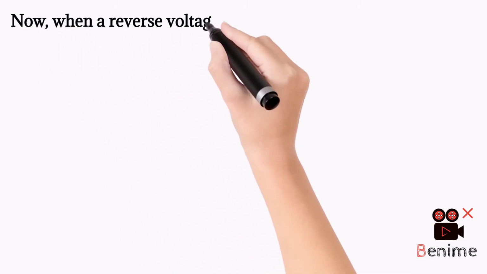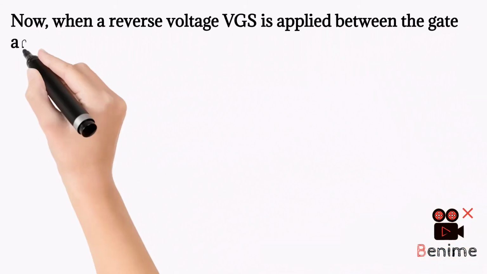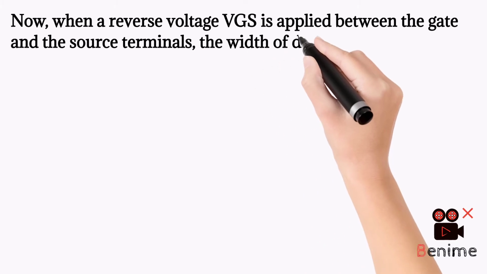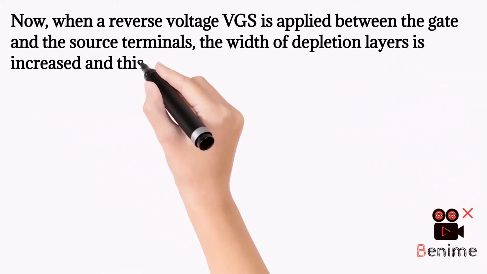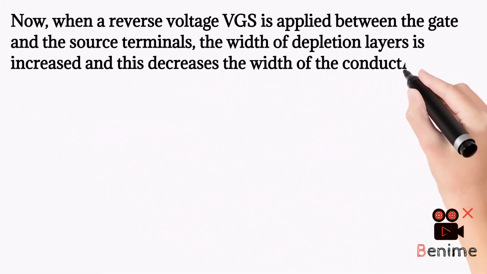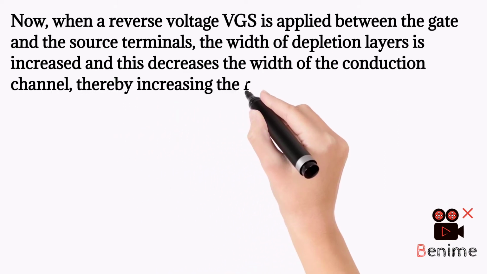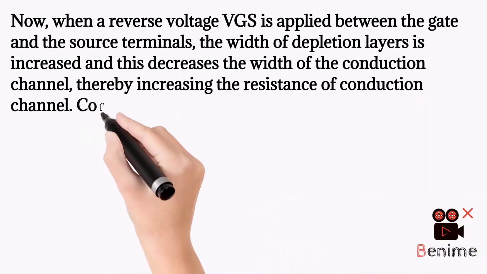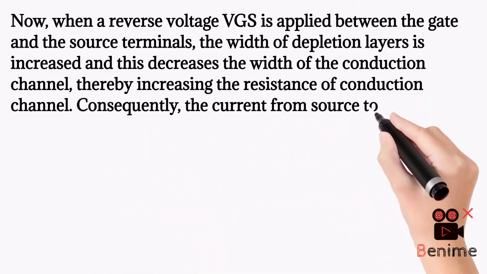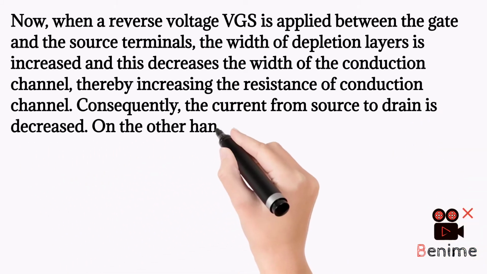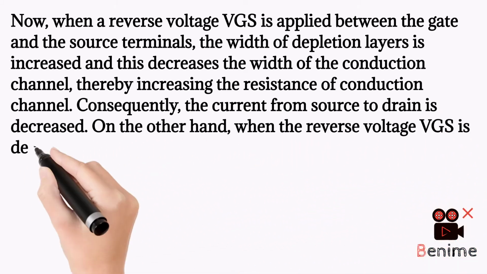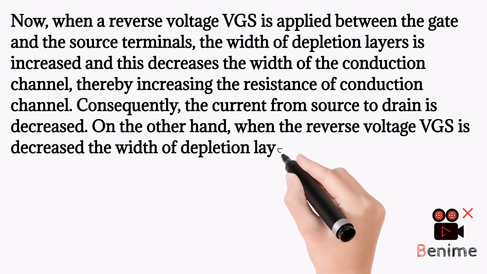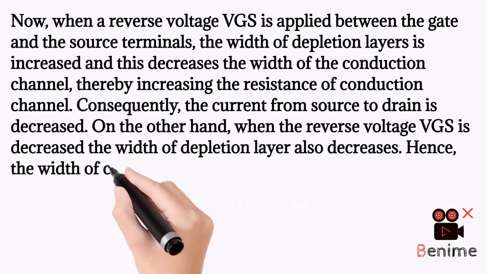Now, when a reverse voltage VGS is applied between the gate and the source terminals, the width of depletion layers is increased and thus decreases the width of the conduction channel, thereby increasing the resistance of conduction channel. Consequently, the current from source to drain is decreased. On the other hand, when the reverse voltage VGS is decreased, the width of depletion layer also decreases. Hence, the width of conduction channel increases and the resulting source to drain current.